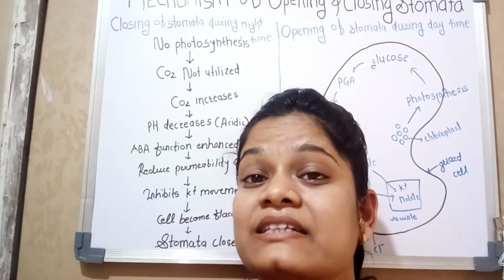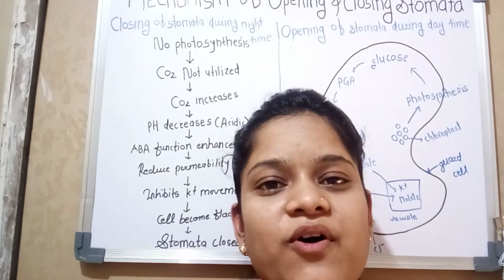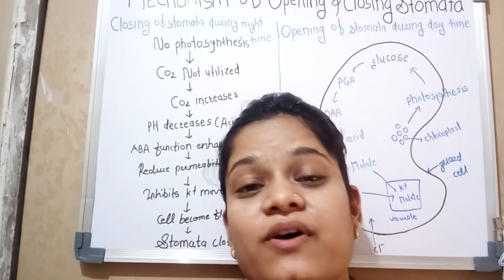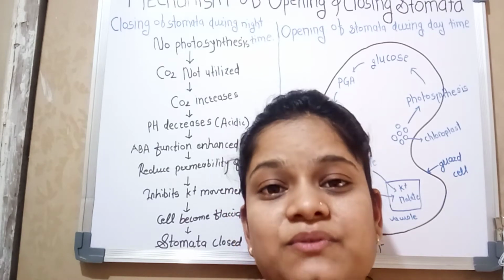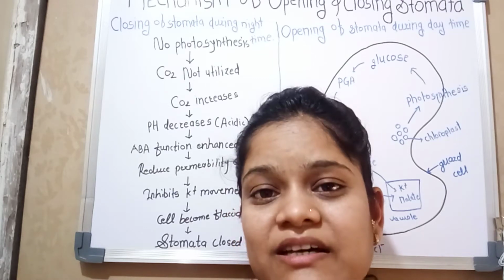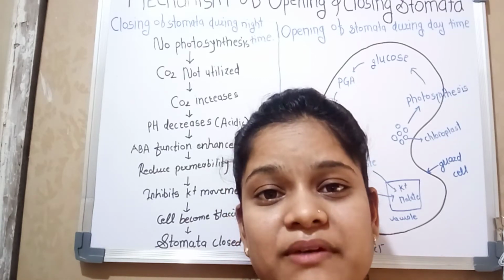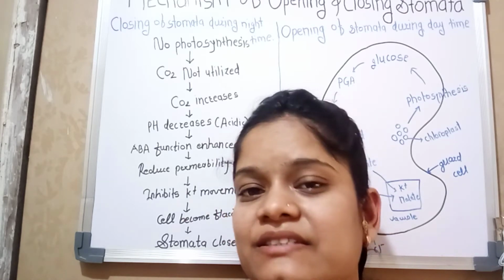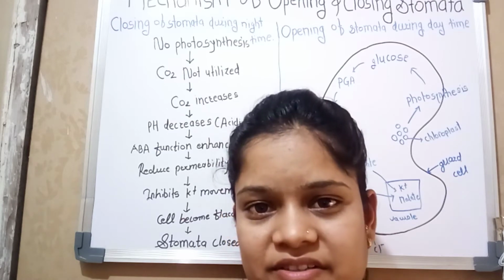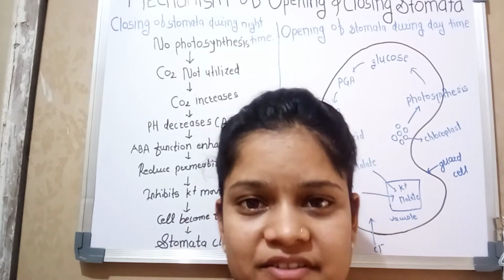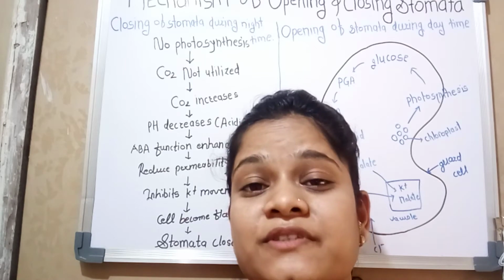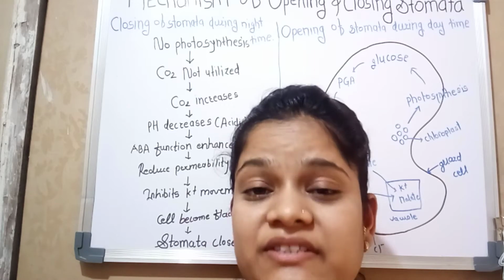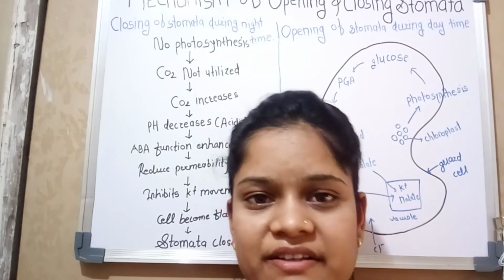The stomata are turgor operated, which means when the osmotic concentration inside the guard cells increases, water moves from the subsidiary cells to the guard cells, and as a result the turgor pressure inside the guard cells increases. In contrast, when the potassium ion concentration inside the subsidiary cells increases, water moves from the guard cells to the subsidiary cells by the process of exosmosis, and as a result the turgor pressure inside the subsidiary cells increases.